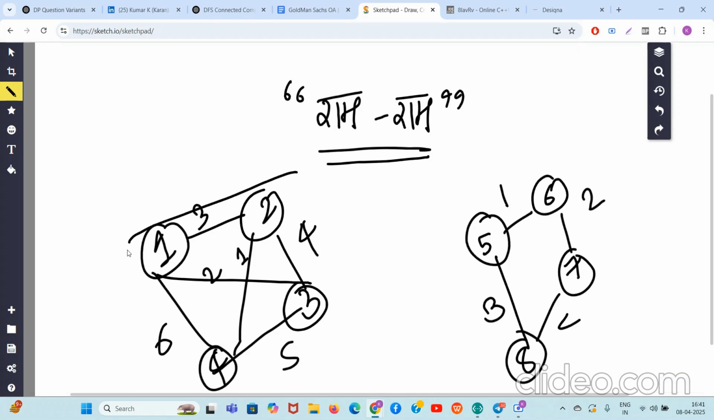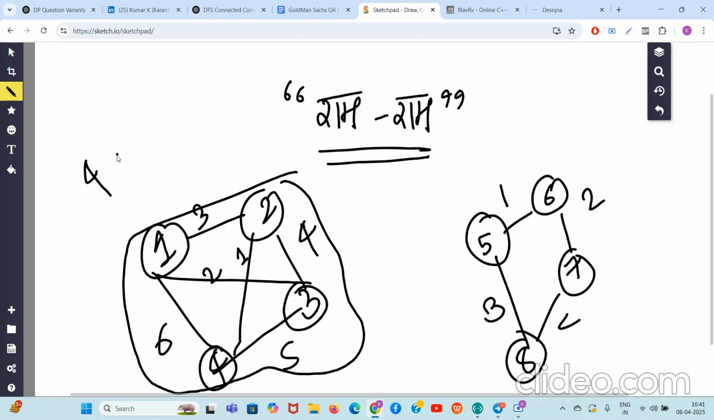So which are the extra edges here? Sir, there are 4 nodes, so 3 edges are needed. But let me check how many edges we have. We have 6 edges. So 3 edges are extra. How many extra are there? 3 extra edges are there. Which are those three extra edges?